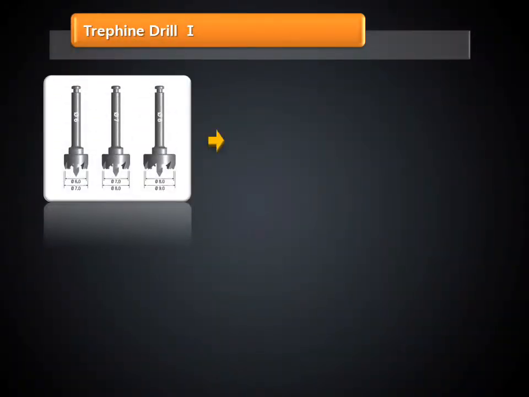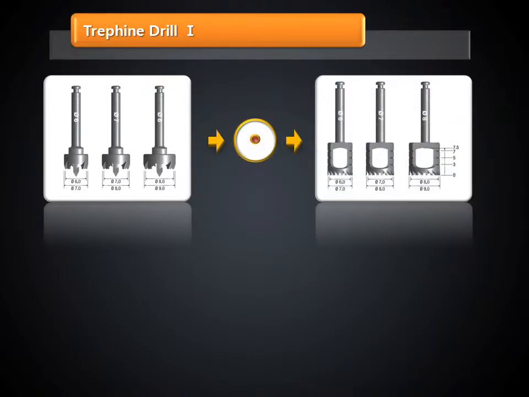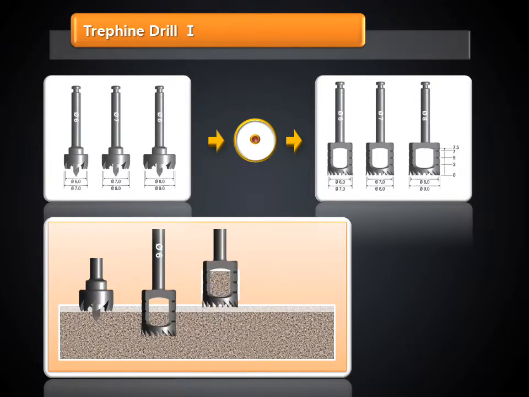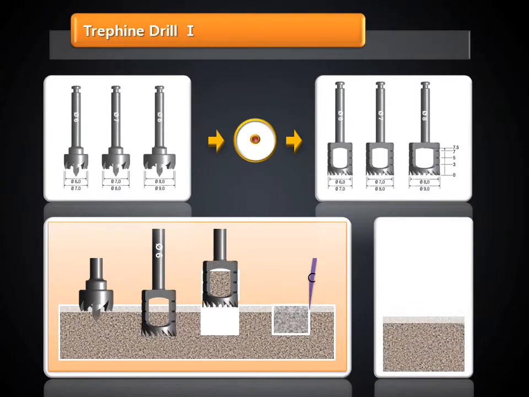Trephine Drill 1 is composed of the block bone guide and the block bone trephine of the diameter 6, 7, 8 mm in the inner diameter. The block bone guides have a 2 mm protrusive positioning center drill, which prevents the drill dislocation. The blade of this marks the guide circle for the block bone trephine.